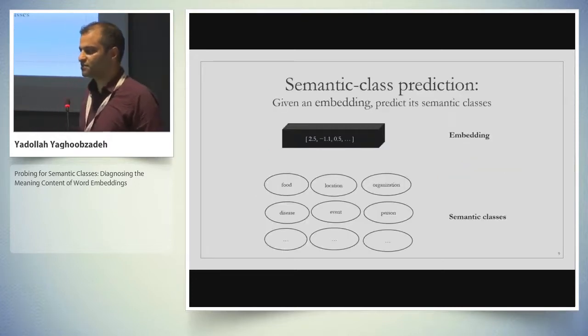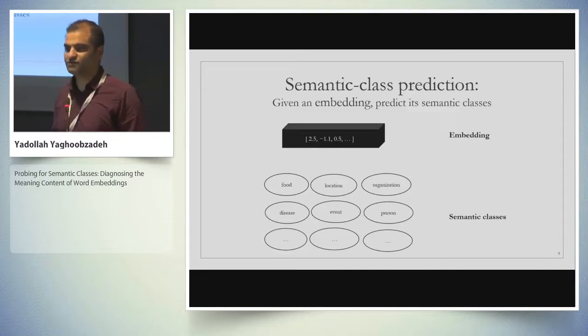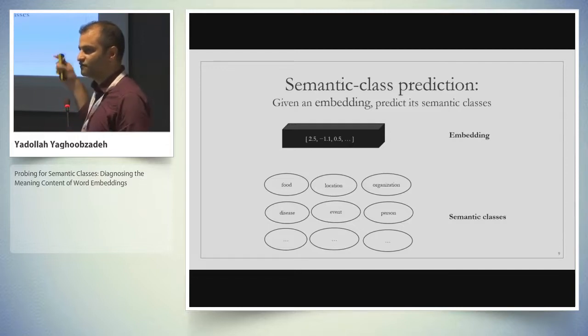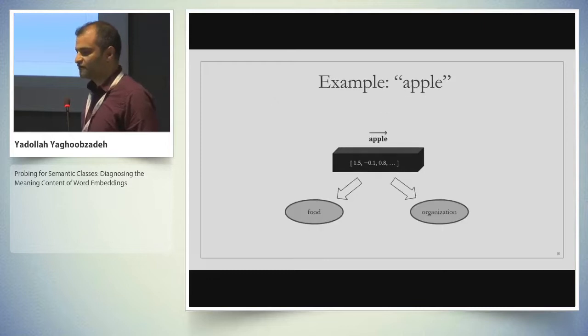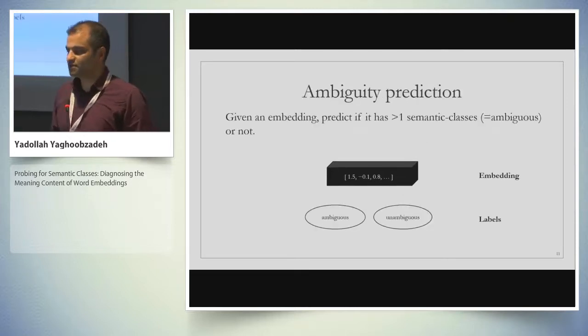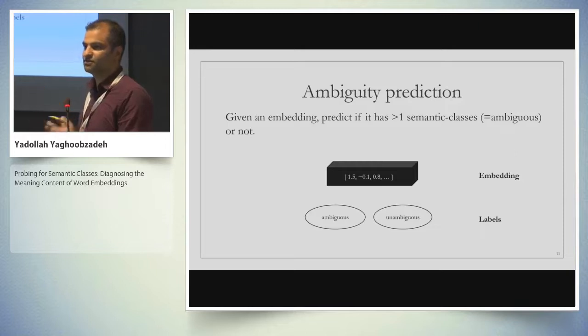In more detail, for semantic class prediction, we're given an embedding, and we want to predict its semantic classes. We have a set of predefined semantic classes, and then we have to do a multi-label classification from the embedding and find one or multiple semantic classes. For example, for apple, we have to find that apple is a food and apple is an organization. Ambiguity prediction: again, we are given an embedding. Here we have to find out if the embedding belongs to an ambiguous word or an unambiguous word. So we have two labels, ambiguous or unambiguous. For apple, for example, it would be ambiguous.